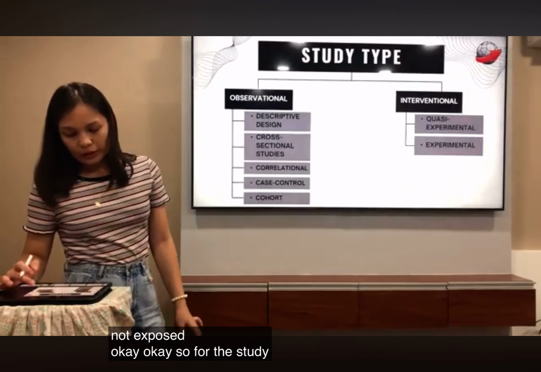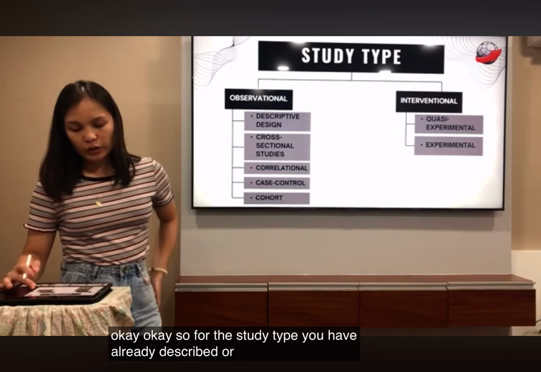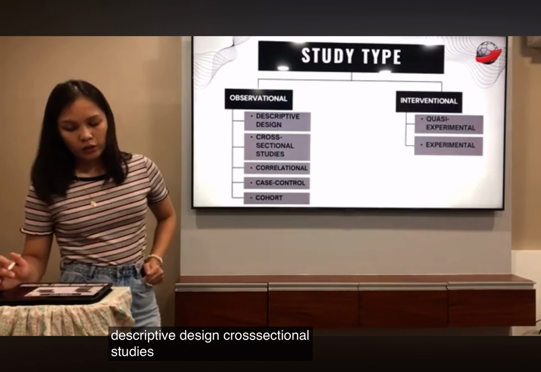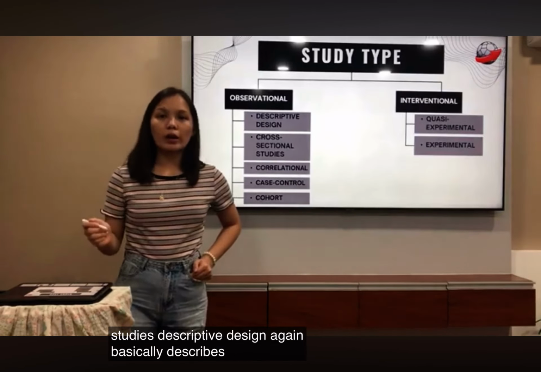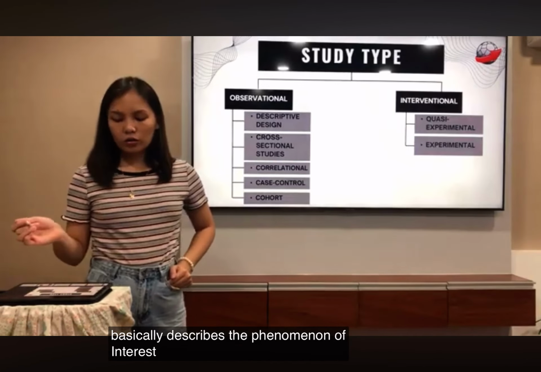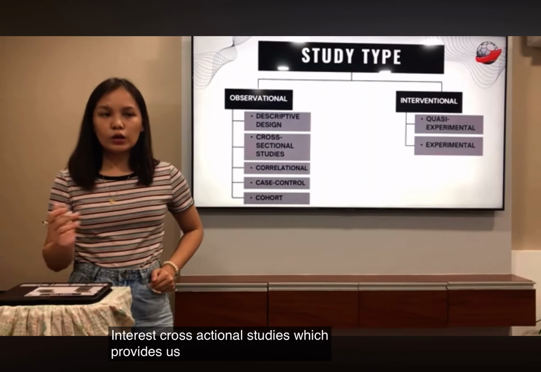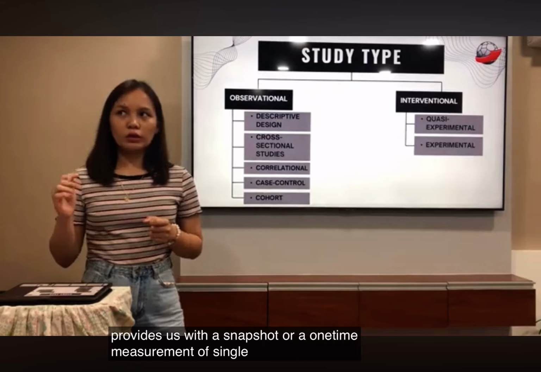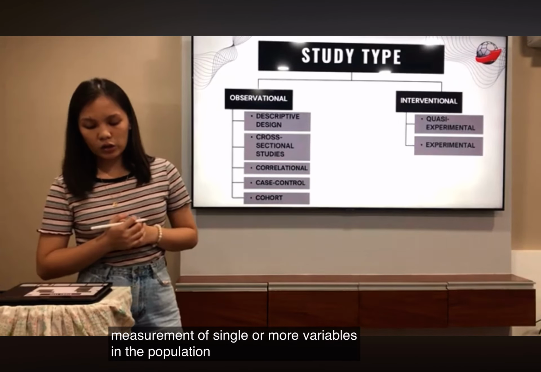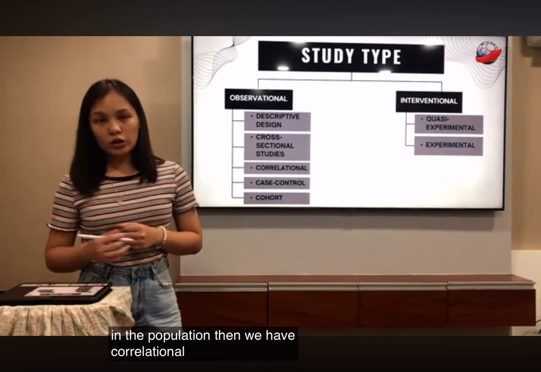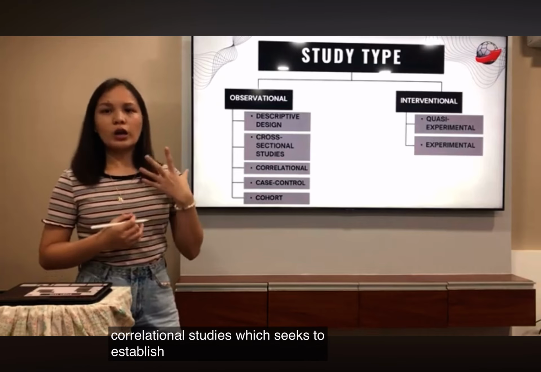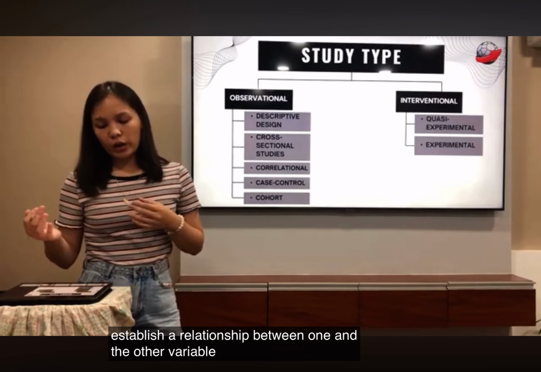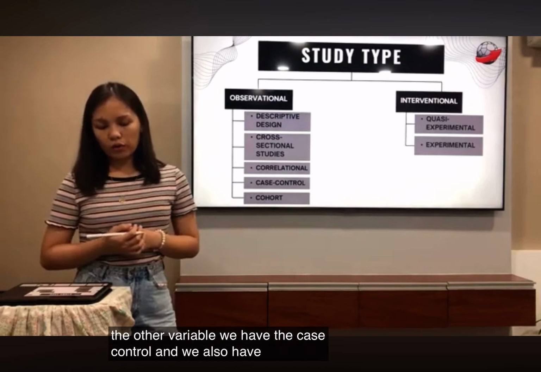Okay, so for the study type, we have already discussed descriptive design and cross-sectional studies. Descriptive design basically describes the phenomenon of interest. Cross-sectional studies provide us with a snapshot or a one-time measurement of single or more variables in the population. Then we have correlational studies, which seek to establish a relationship between one and the other variable. We have the case control, and we also have cohort.